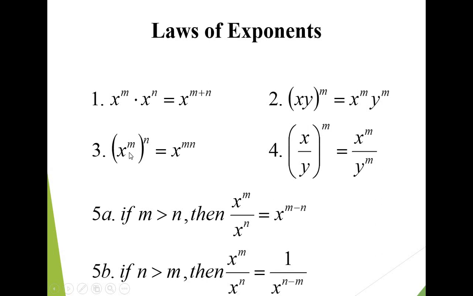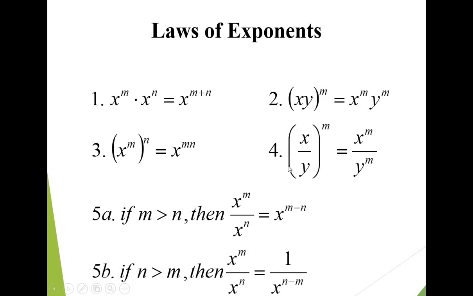x to the power of m raised to the power of n, then this is equal to x to the power of mn. What you are doing is similar to law 2, which is just multiplying the powers. That's how you get mn there.